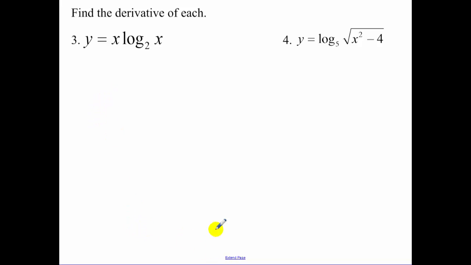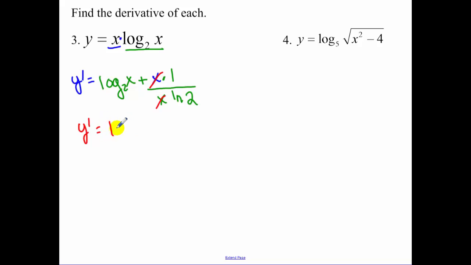Now, the next example, we have x times log base 2 of x. So we have a product rule. y prime is the derivative of the first, which is 1, leaving the second alone, plus, leaving the first alone, times the derivative of the second. Well, that is 1 over x ln of 2. Simplify. So y prime ends up being log base 2 of x plus 1 over ln of 2.